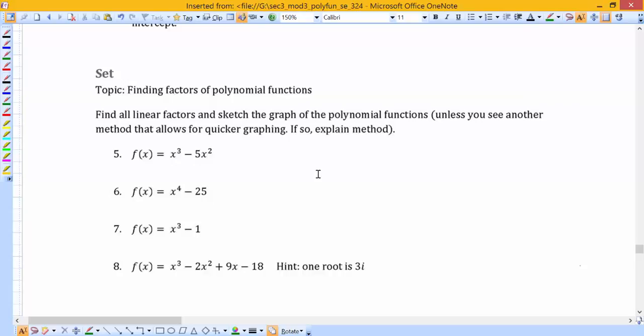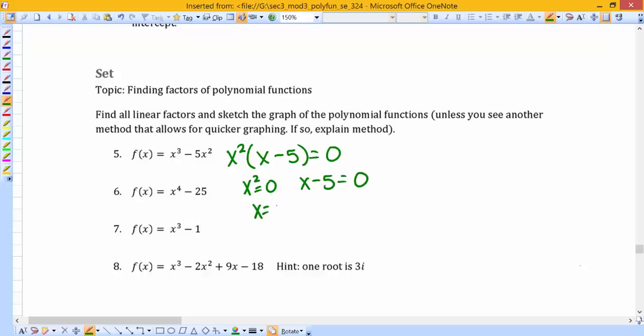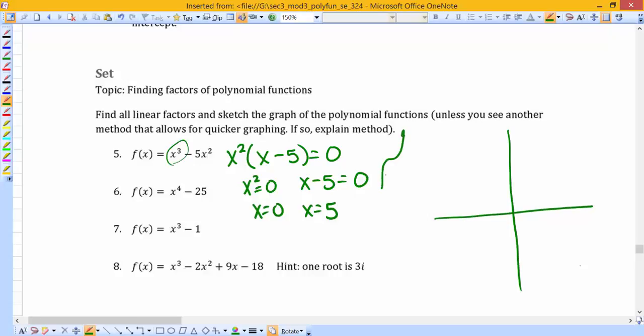So for example, in number 5, I would need to start by factoring out an x squared. They both have an x squared. So I'm left with x minus 5 equals 0. So I have x squared equals 0 and x minus 5 equals 0. So I get 0 and 5. So there's my x-intercepts. So now to make my graph, because this was an x cubed, I know it's going to be a cubic function that goes up because it was a positive.